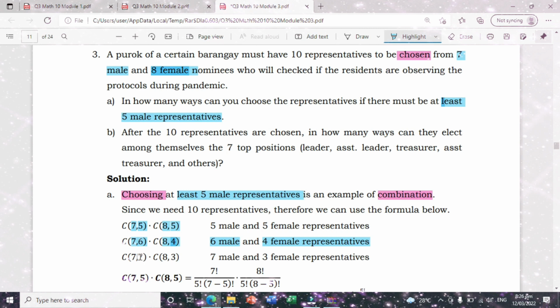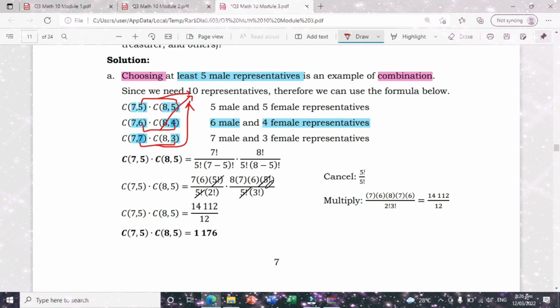Now, kung 7 naman ka male, choose natin as representative out of 7 male natin na nominees. So, therefore, possible na tatlo na lang yung female representatives. Take note na itong 5 at saka 5, ito yung 10 representatives natin. Ito 6 at saka 4, 10 din yan na representatives. Tapos ito naman 10 din yan. Okay? Baka malito kayo. So dito, ito na yung magiging solution natin.